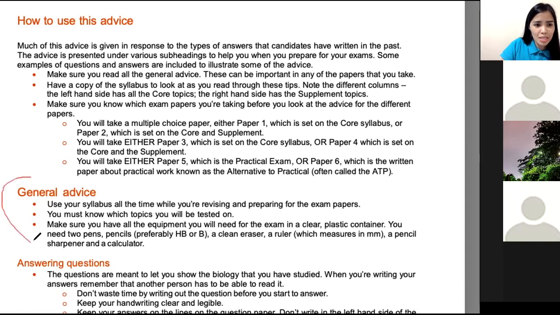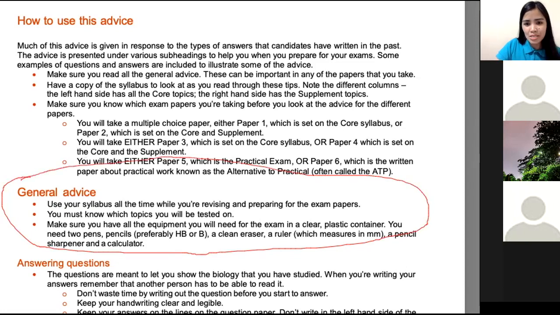General advice: use your syllabus. We discussed this last time, right? Use your syllabus all the time. The syllabus is already in your file folder. When you're doing revision or preparing for the exams, use the syllabus because it has the learning objectives, the key terms, the definitions, and the basic information you need to know.